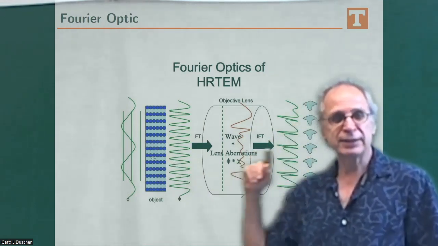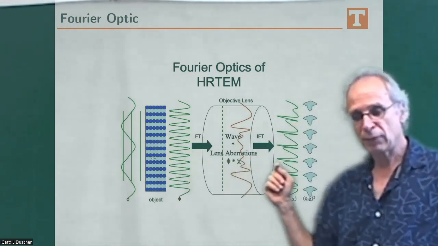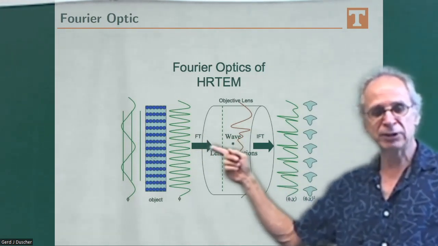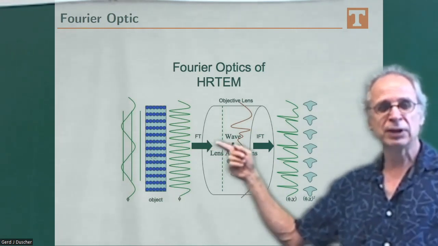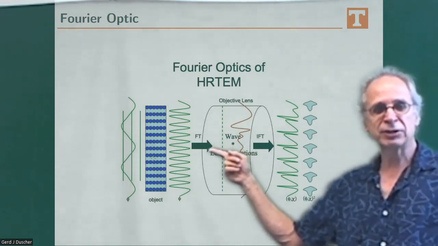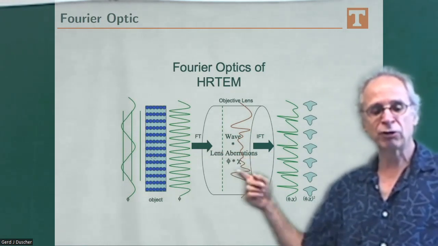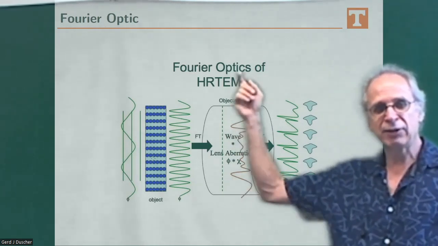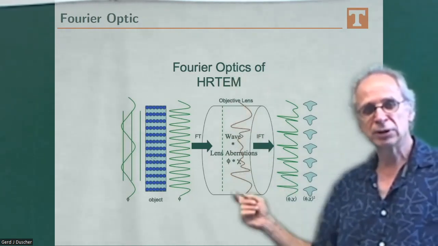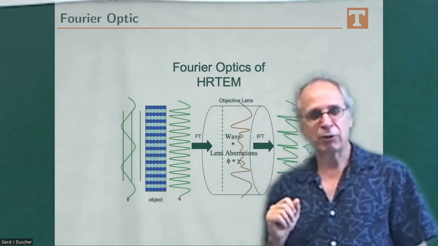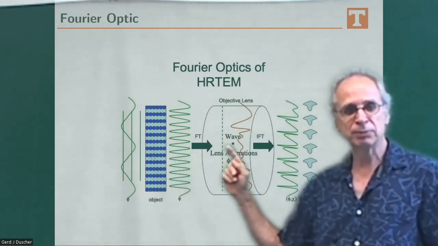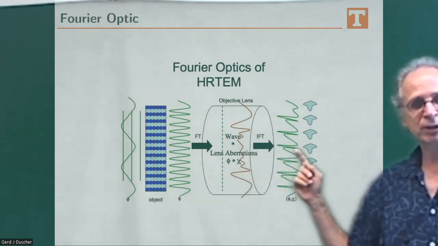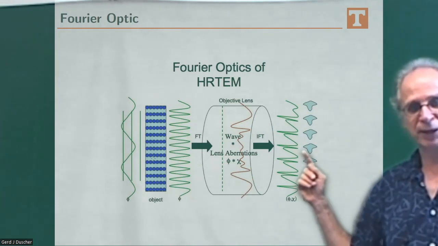In Fourier optics, we talked about that briefly in the second lecture of this lecture series. So we do a Fourier transformation. We are in the back focal plane. In the back focal plane, that is where we convolute the lens aberrations to these object functions. So it's a multiplication here. Then we go with an inverse Fourier transformation back into real space.